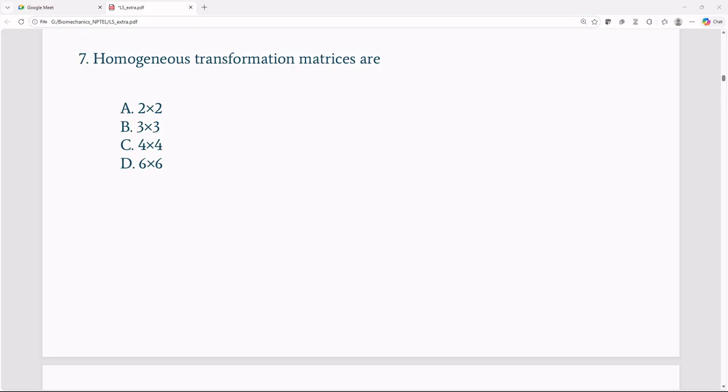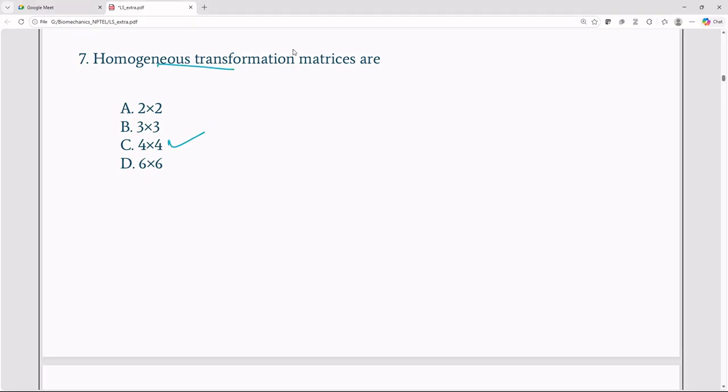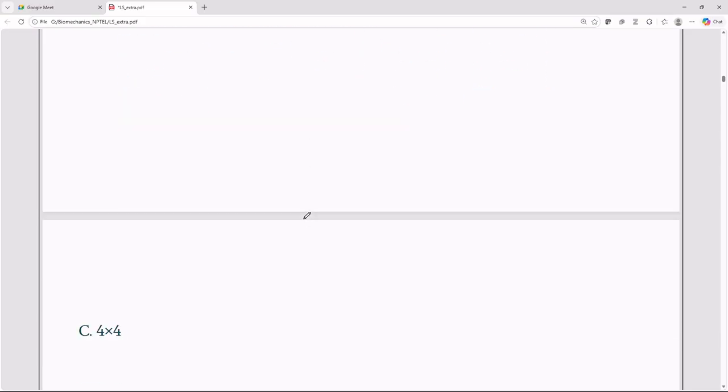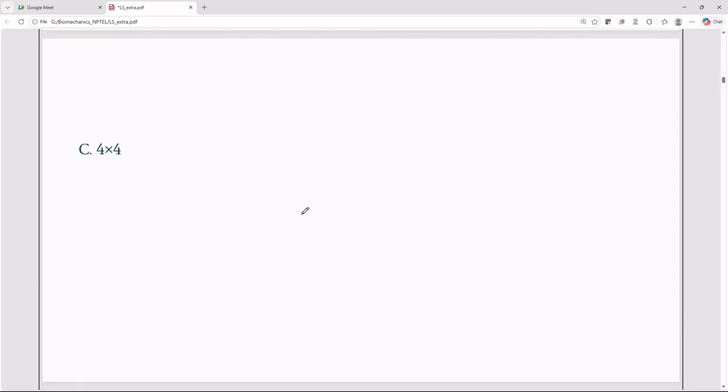Answer is 4 by 4. Homogeneous transformation matrix is nothing but our T. Here we have the 3 by 3 rotation matrix and another 3 by 1 translation matrix and 1 by 4 scaling matrix. The correct answer is 4 by 4, option C.